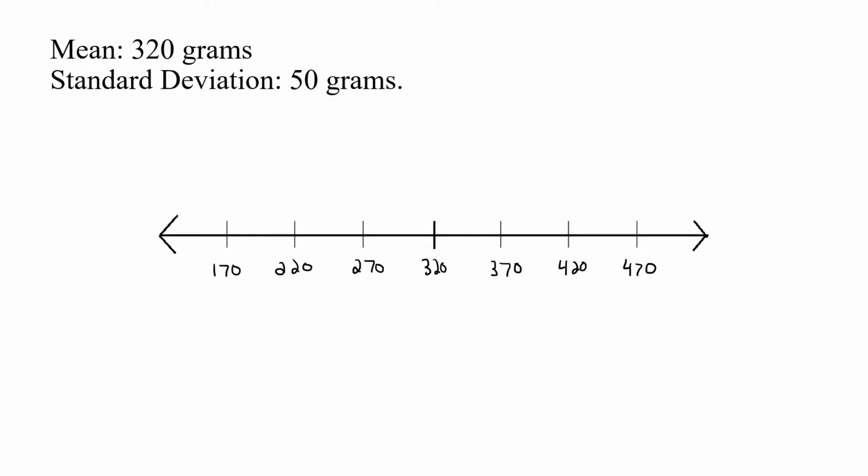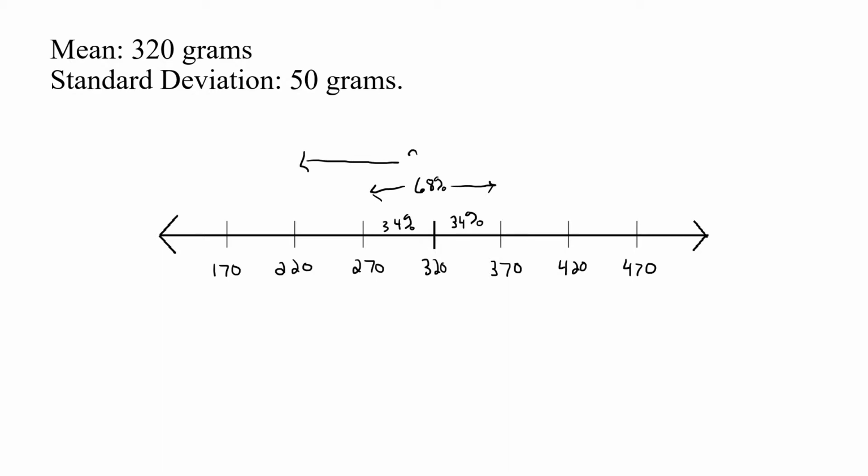Now the empirical rule tells us that 68% of the values will be within 1 standard deviation of the mean. Because this distribution is symmetrical, we can split that in half, and we know that roughly 34% of the values will be between 320 and 370, and the same between 270 and 320.